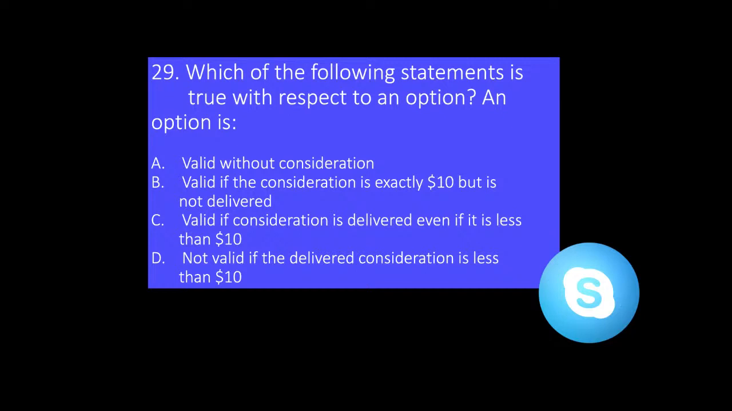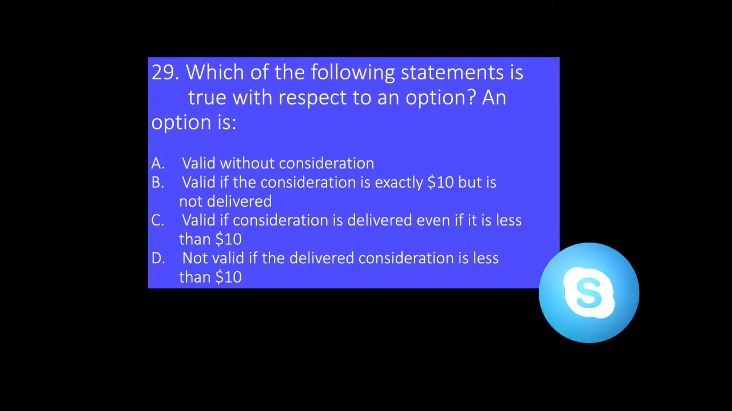So you believe that you don't need any consideration for an option to be valid, is that right? Because the rest of the choices, valid if the consideration is exactly $10 but it's not delivered. So the key is exactly $10 but it's not delivered. So which is the first answer you eliminate? Because option doesn't have to be delivered yet, right?